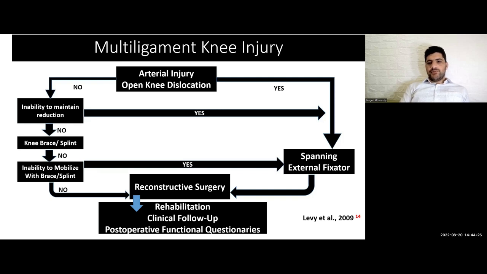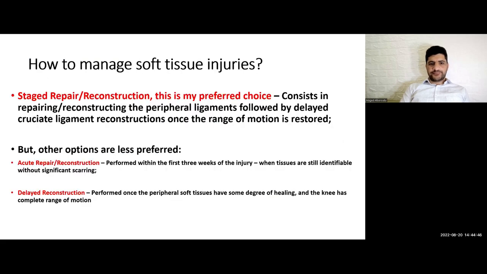Then we will proceed to multi-ligamentous knee injury. Okay, we are now 1 week or 10 days after the knee dislocation. It is reduced, and kept in an external fixator. There is no compartment syndrome. There is no vascular injury. What will you do next? The next step is management of the soft tissue injury.